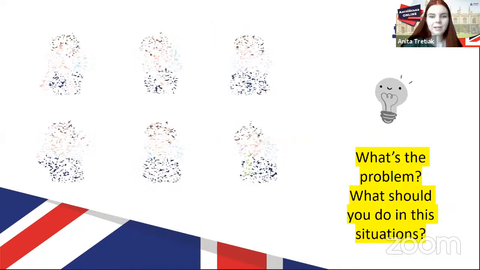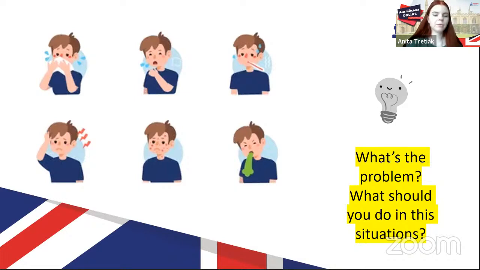Good. So then let's talk about the vocabulary. And here we've got some pictures of illness. And we need to say what is the problem and what you should do in this situation. So for example, number 1, I can say that this guy is sneezing, so probably he has got a cold. Yeah, and we need to say what we need to do in these situations.